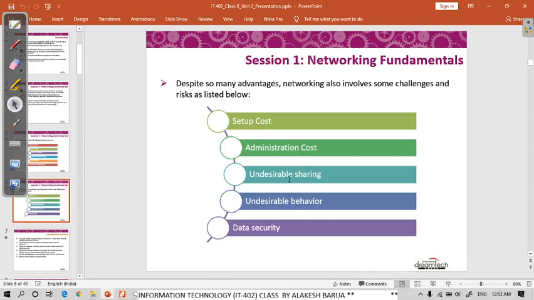Setup cost, administration cost, undesirable sharing, undesirable behavior, and data security. So 1, 2, 3, 4, 5 points for 2 marks. If the question comes, you have to write. Or the question can also come like this: explain any 2 disadvantages of networking. Explain the following disadvantages of networking: administration cost, undesirable behavior. Okay, so then you have to explain administration cost and undesirable behavior.